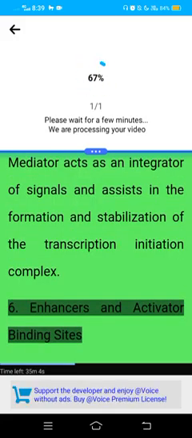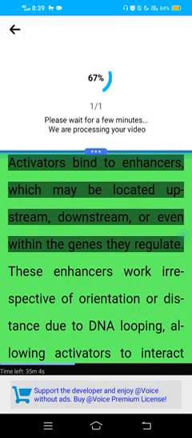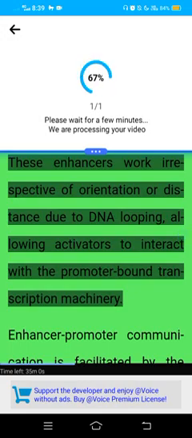6. Enhancers and activator binding sites. Activators bind to enhancers, which may be located upstream, downstream, or even within the genes they regulate. These enhancers work irrespective of orientation or distance due to DNA looping, allowing activators to interact with the promoter-bound transcription machinery.